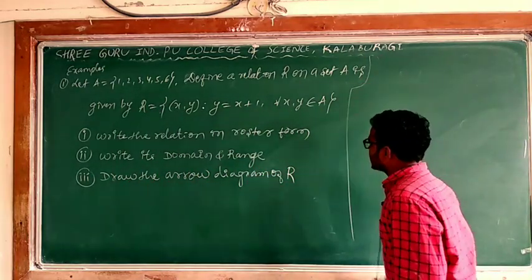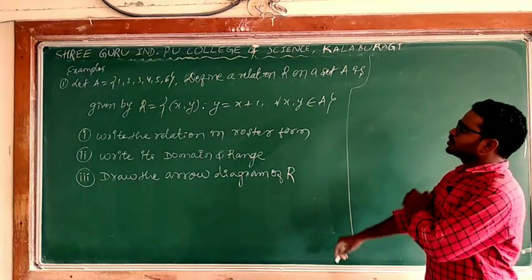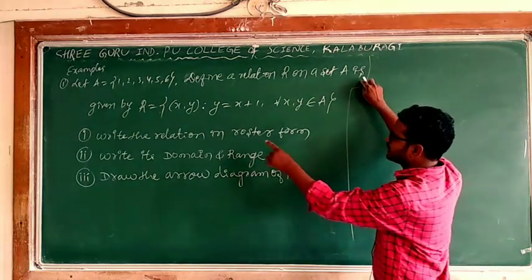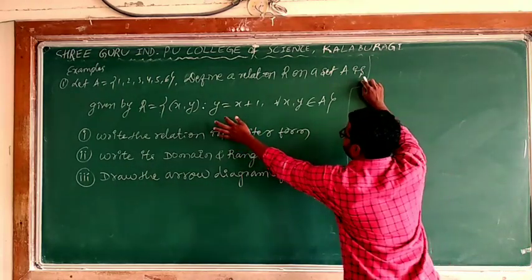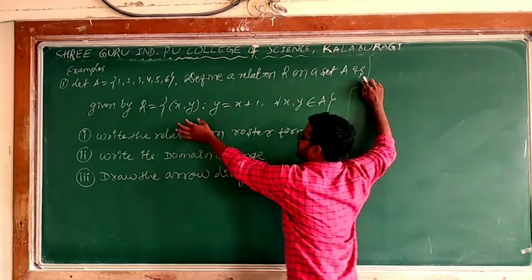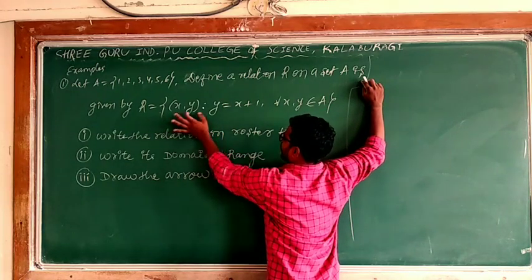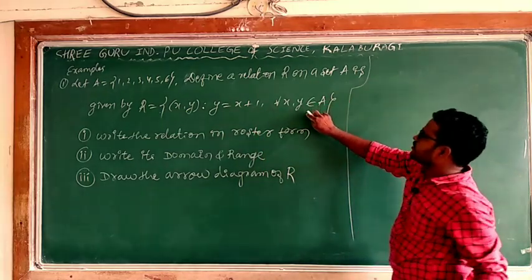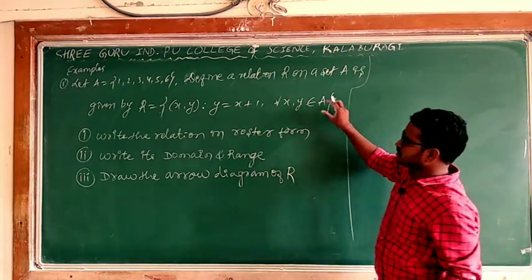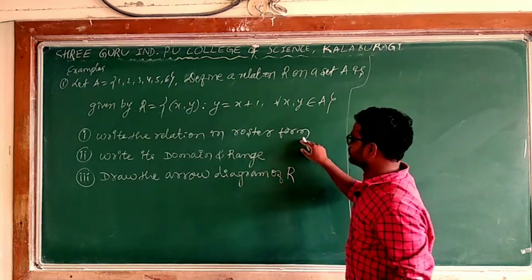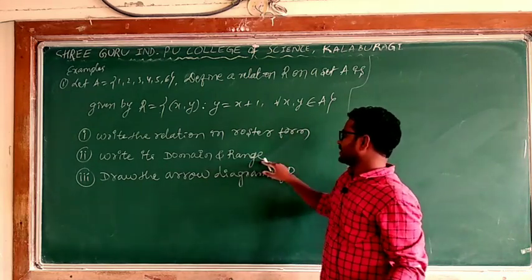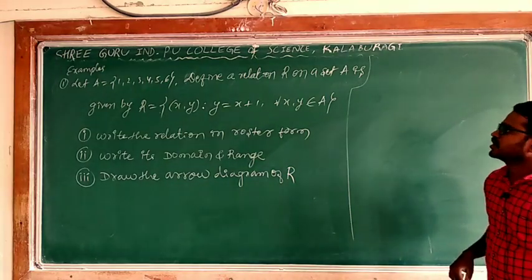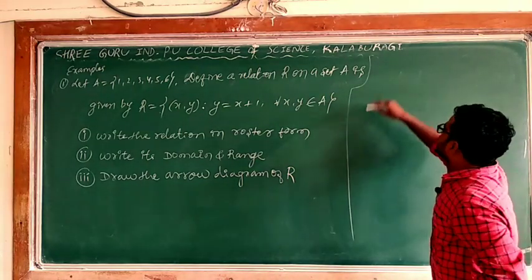What are the things they are asking? Let A be 1, 2, 3, 4, 5, 6. Define a relation R on set A given by R is equal to x comma y, y is equal to x plus 1. It means this x comma y is related. How is it related? In the form y is equal to x plus 1, where x comma y belongs to the set A. Using this, write the relation in roster form. Write its domain and range. Draw the arrow diagram of this given relation. This is the question. So I can say solution.